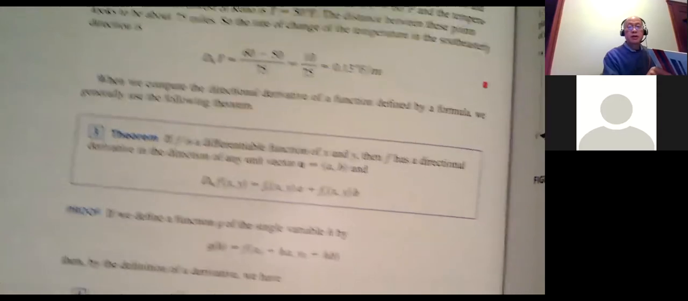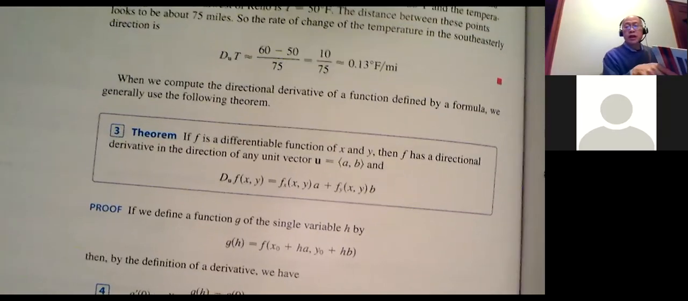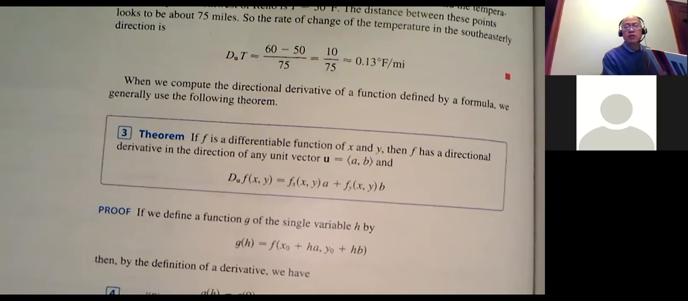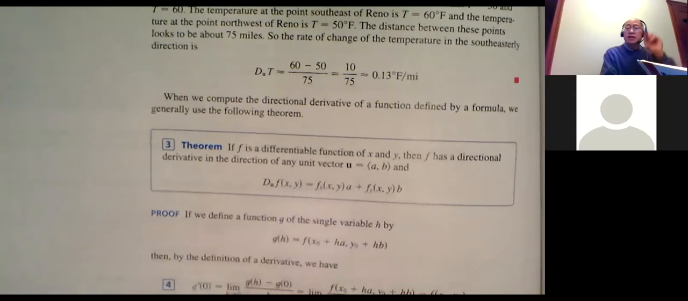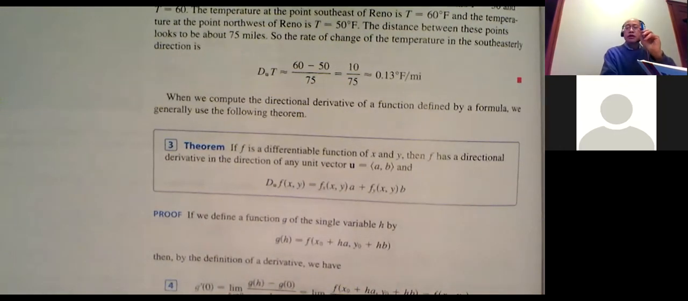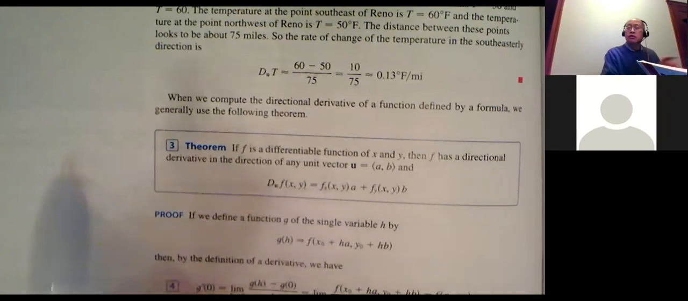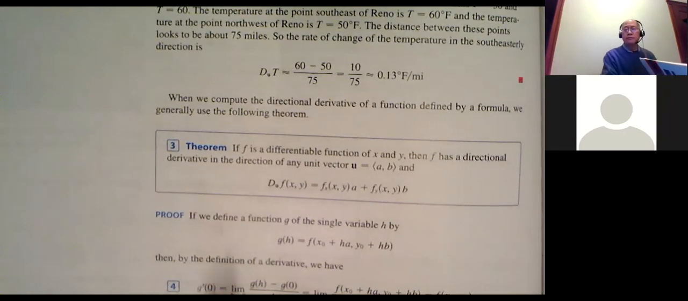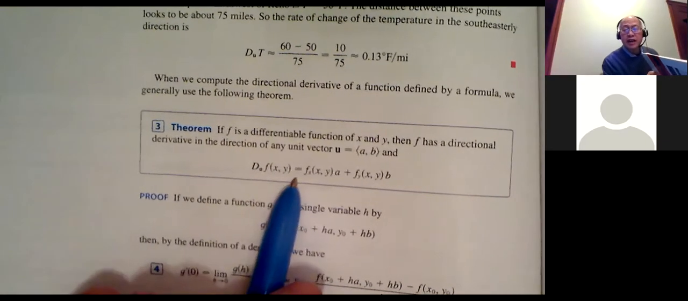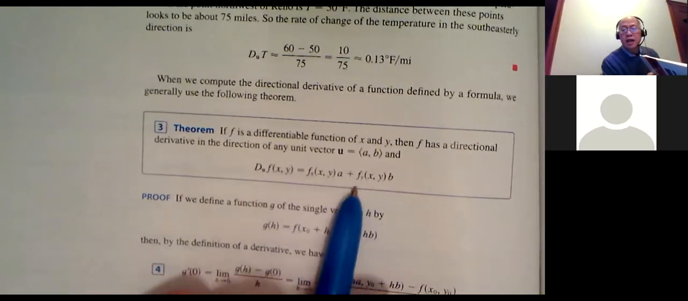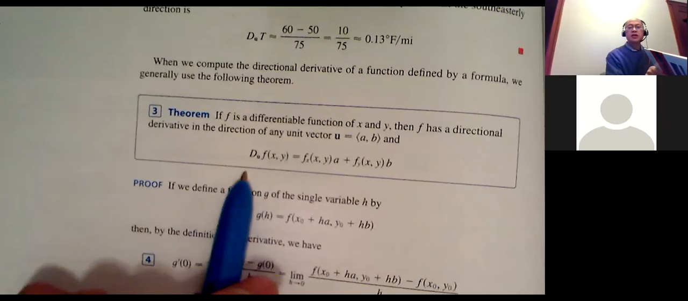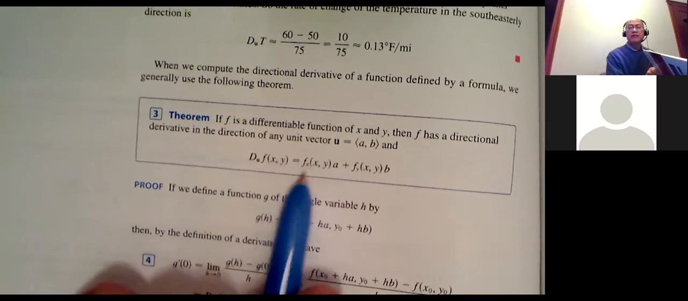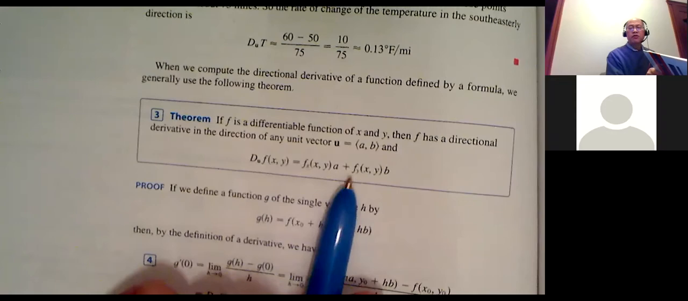So page 948. If f is a differentiable function of x and y, f has a directional derivative in the direction of any unit vector u. Please notice that it's got to be a unit vector. If they say in such and such a direction, the question might trick you. They give you a direction, but it's not a unit vector. You first have to change it to a unit vector, and you know how to do that. So it's fx a plus fy b, where a and b are the components of the unit vector. So D_u f at (x,y) is fx(x,y) a plus fy(x,y) b.